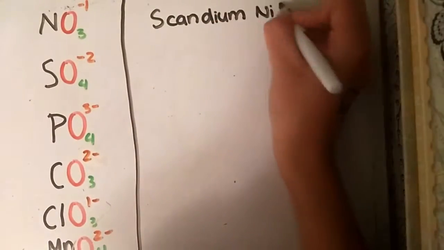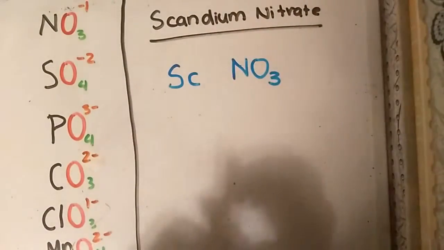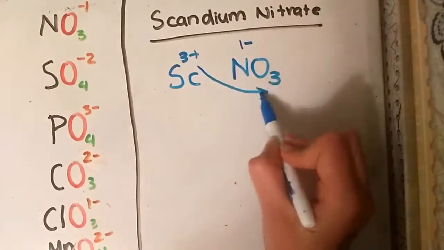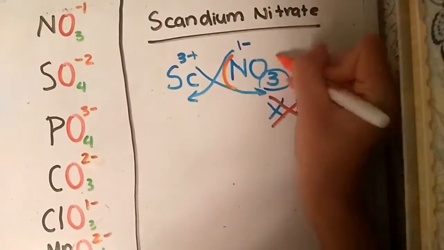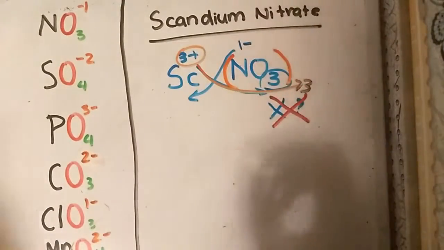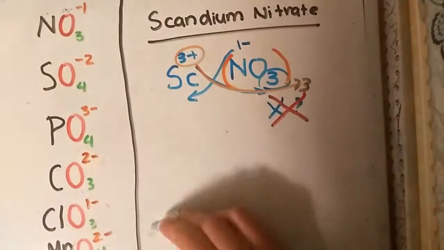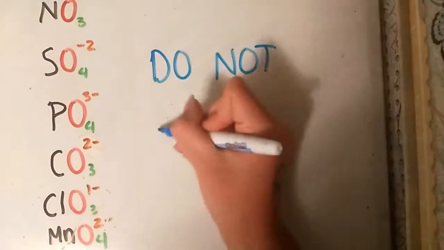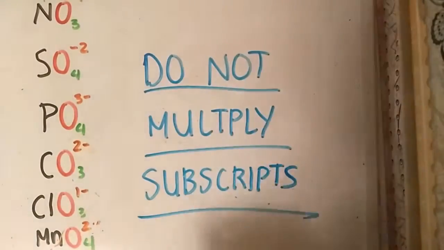So according to that, if you have scandium nitrate, you write ScNO3, and then you use the crisscross formula to figure it out. But do you multiply? No, you put brackets and then write the charge next to the brackets. So you get ScNO3 in brackets and then 3 next to the brackets. You do not multiply the subscripts.